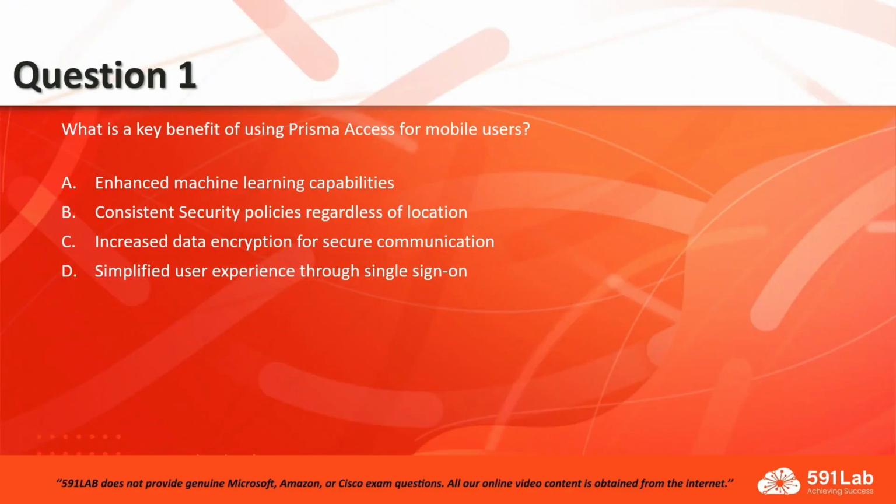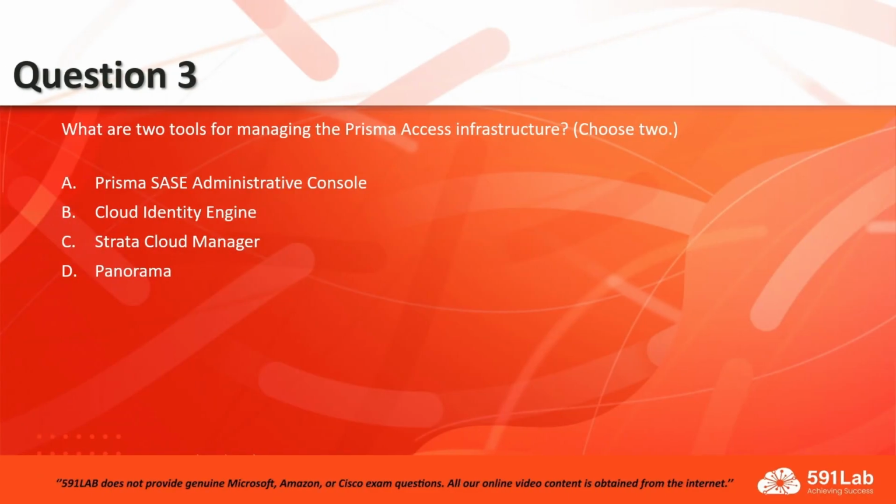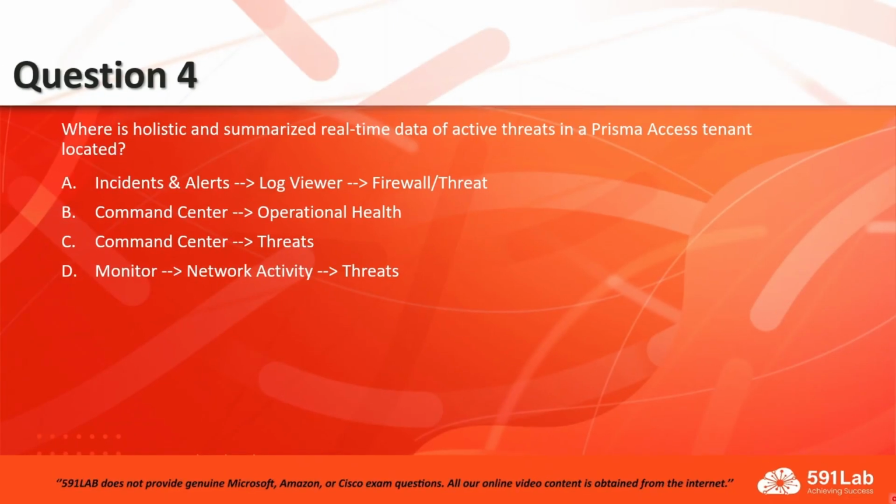The question number 1 is as follows. What is a key benefit of using Prisma Access for mobile users? Let's discuss question number 2. The question is as follows. Which product is an add-on to Prisma Access? Question number 3. What are 2 tools for managing the Prisma Access infrastructure? Choose 2. Question number 4 is as follows. Where is holistic and summarized real-time data of active threats in a Prisma Access tenant located?